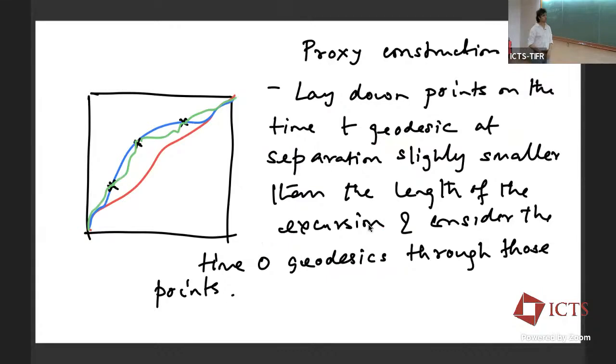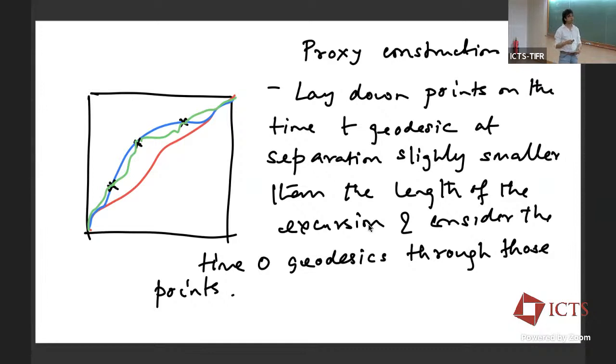So how does the proxy construction go? Here's the blue path, which lives at time t. Throw some points on the blue path. How you throw the points is important, but let's ignore that for the moment. Between these points, let's look at the best path at time 0. The green path is constructed as the time 0 geodesic between these points laid on the blue path. Each segment between consecutive points is the time 0 geodesic between the corresponding points.